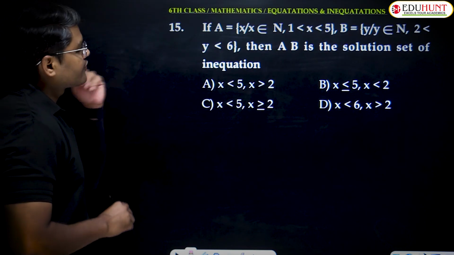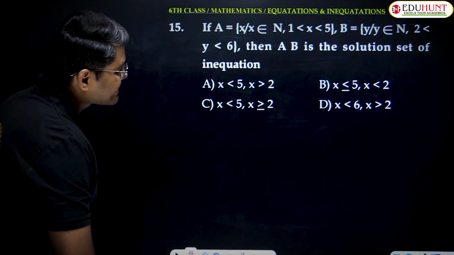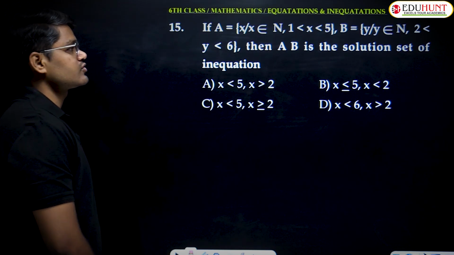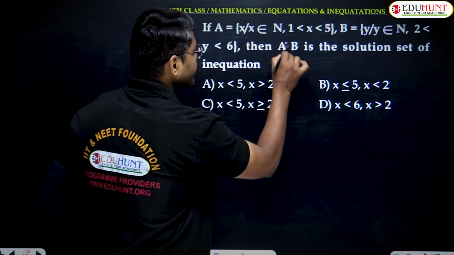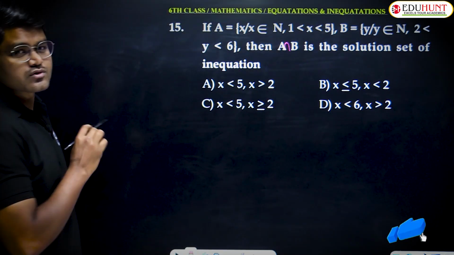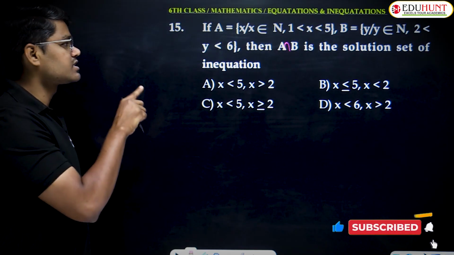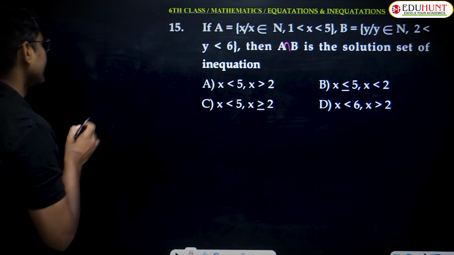Okay. If A = {x such that x belongs to N, 1 < x < 5}, B = {y such that y belongs to N, 2 < y < 6}, then A intersection B is the solution set of the inequation. In the previous question, we had to find A union B. In this question, we have to find A intersection B. So let's take the elements in A.